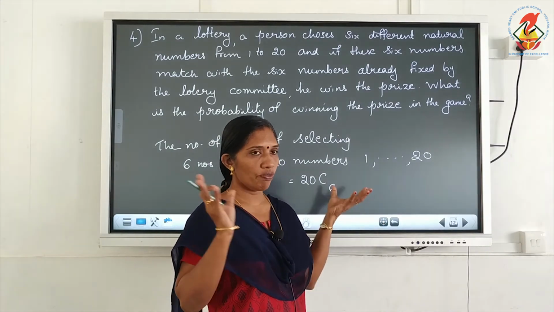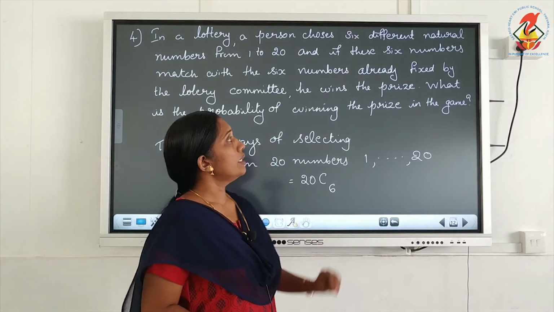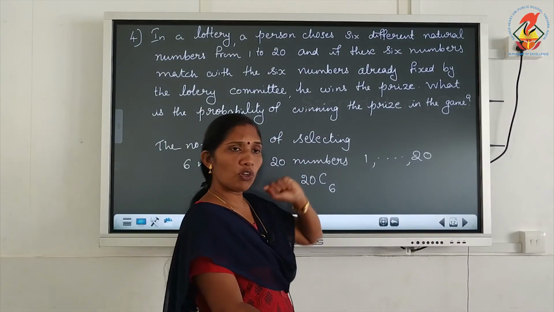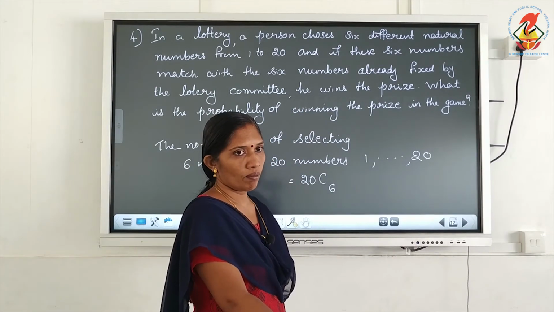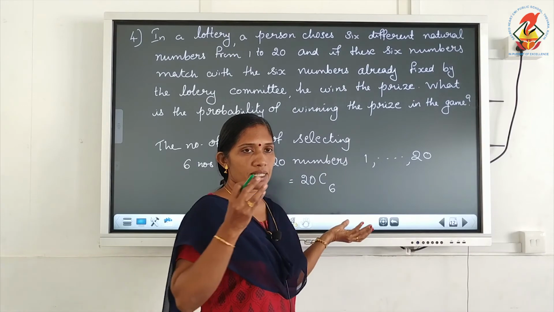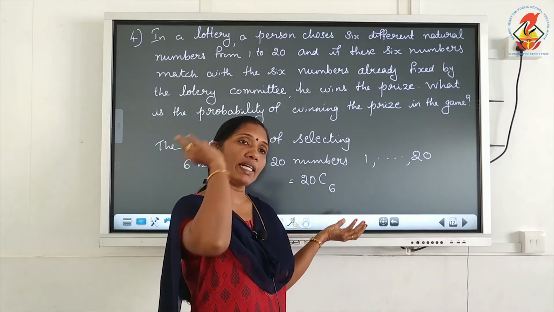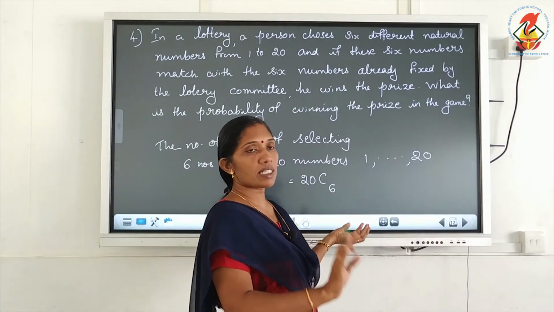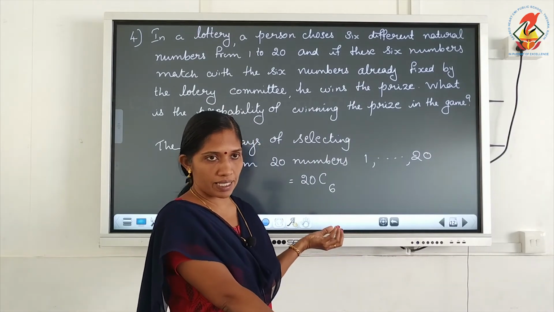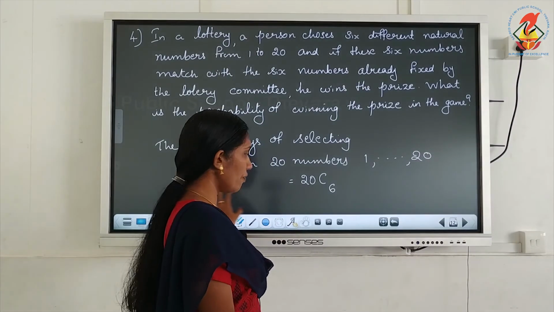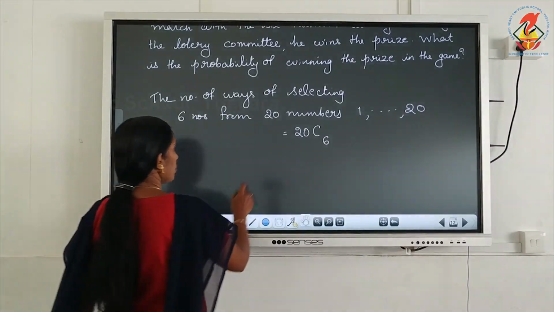So that many ways. Now the prize is for only one number set. Whichever 6 numbers the person chooses, if that matches with the already fixed numbers, then only he gets the prize. So the prize is for only one selection. So what is the required probability?